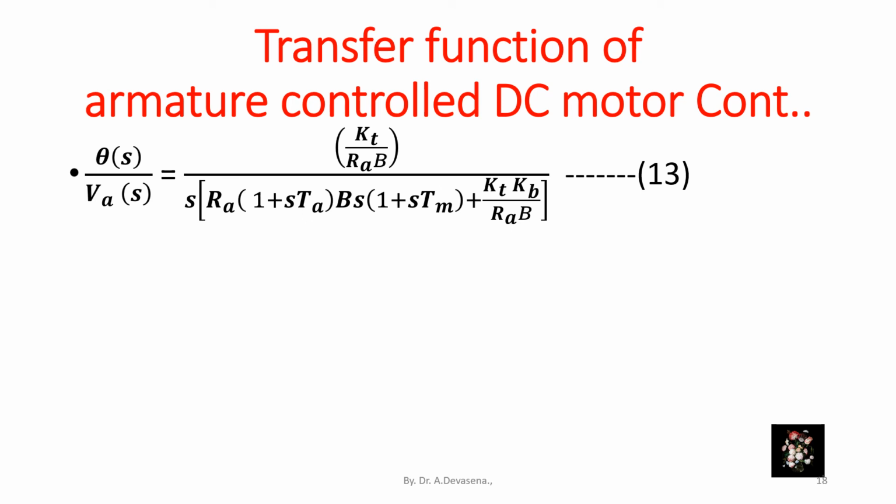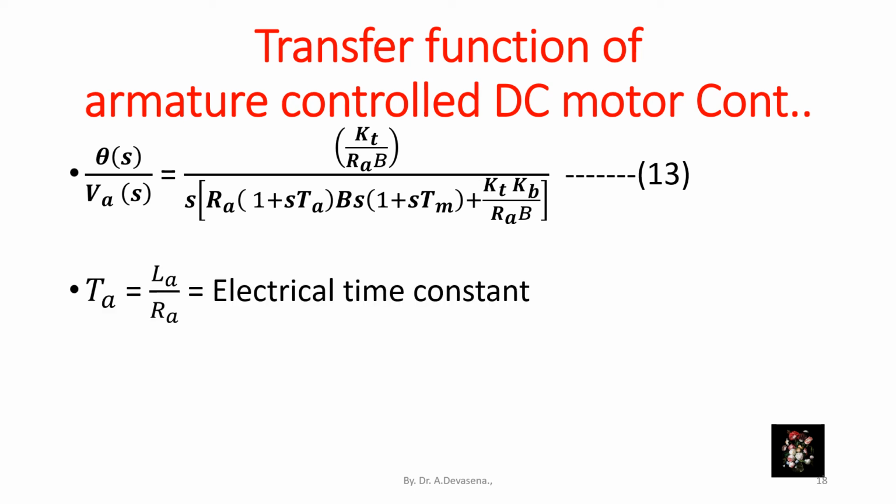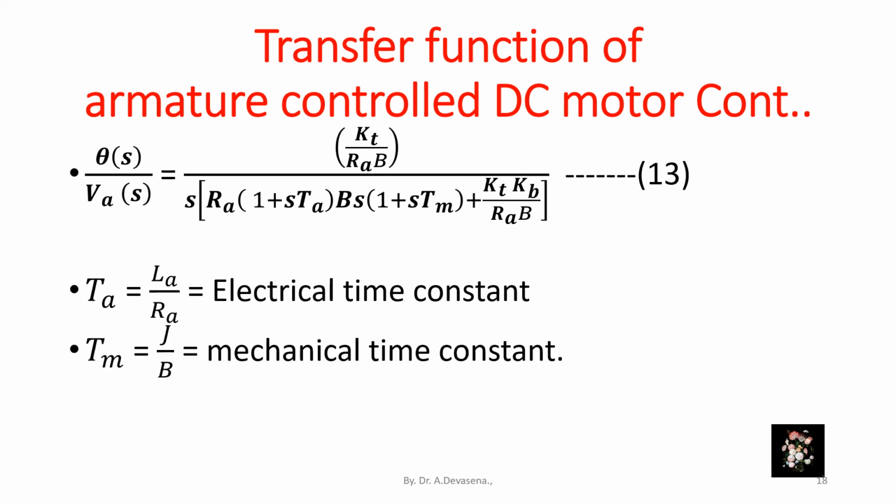That is, θ(s) divided by V_A(s) is equal to, in the numerator, K_T divided by R_A B, the whole divided by, taking s as common in all the three terms, s into (1 plus s T_A)(1 plus s T_M) plus K_T K_B divided by R_A B. Consider this as equation 13, where T_A is equal to L_A divided by R_A, the electrical time constant, and T_M is equal to J divided by B, the mechanical time constant.